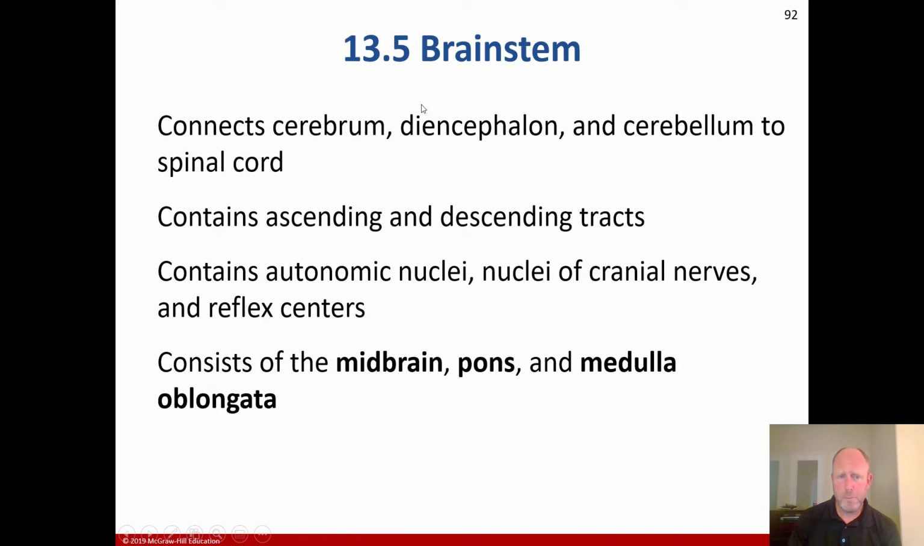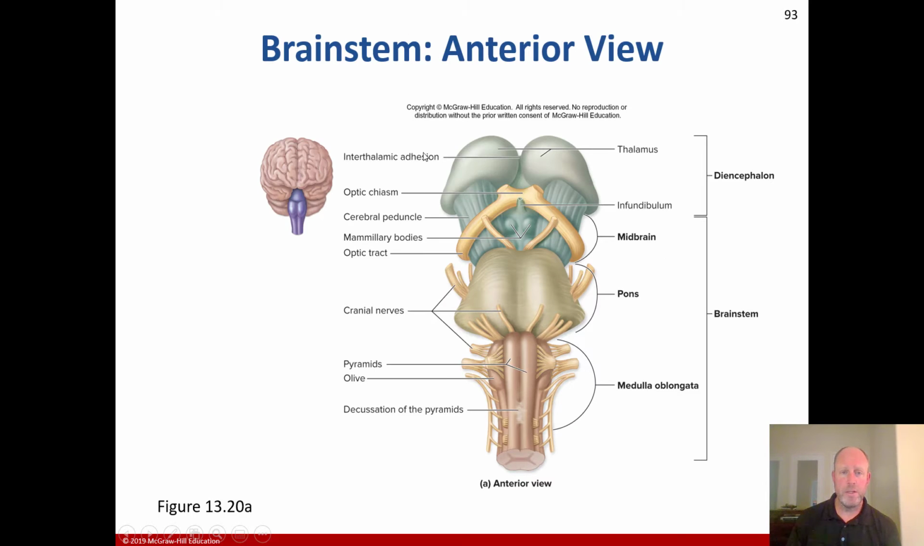So the brainstem connects our cerebrum, our diencephalon, and our cerebellum to the spinal cord. It contains ascending and descending tracts, and we'll come back to talk more about those tracts shortly. We mentioned them briefly already a couple of times. It contains our autonomic nuclei, the nuclei of the cranial nerves, and the reflex centers. It consists of the midbrain, the pons, and the medulla oblongata. So, brainstem.